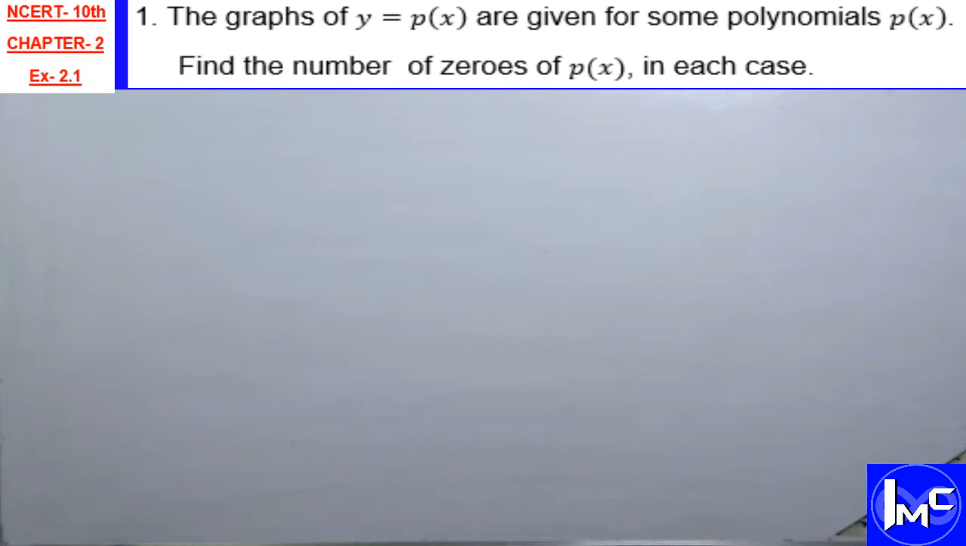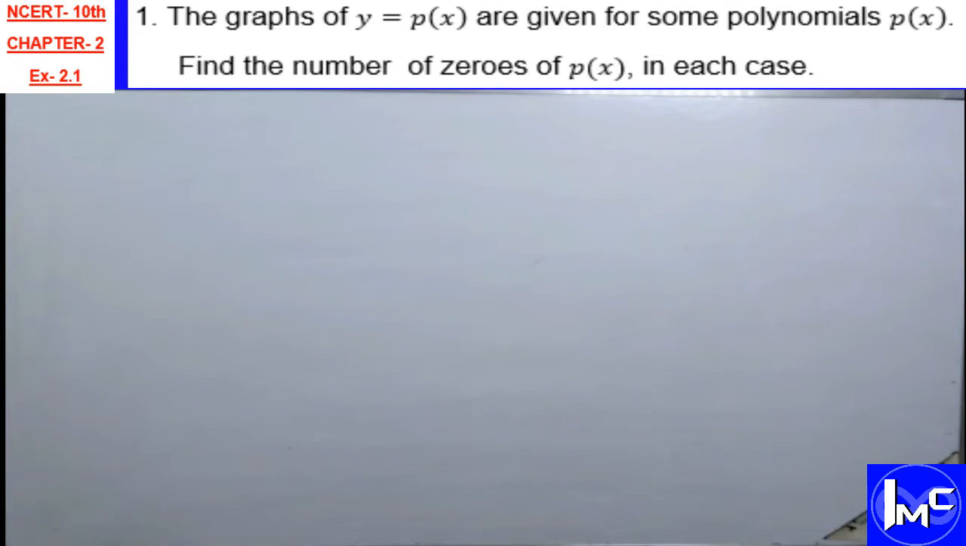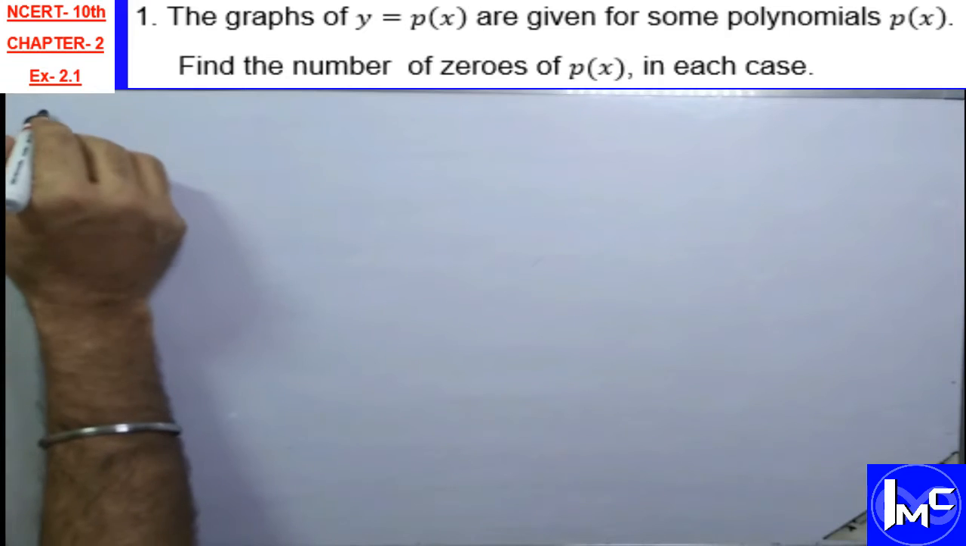Students, today we are going to start the first exercise of chapter 2, that is polynomials, and the exercise is 2.1, which is related to the concept of finding the number of zeros of a polynomial with the help of a graph. Now we are going to start exercise 2.1.